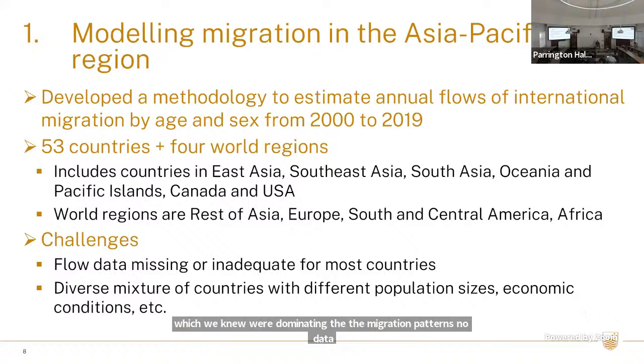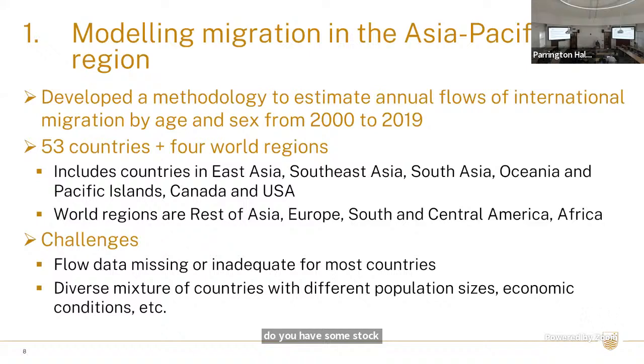We do have some stock data, and we use some of that information. The other thing that was challenging, especially coming from a European context, was that the heterogeneity within this region was immense. You had countries of thousands in the Pacific Islands to over 1 billion in China and India. So how do we think about the migration patterns in these different systems? Some of those, especially the Pacific Island countries, are very isolated, and others were kind of in the middle of things.